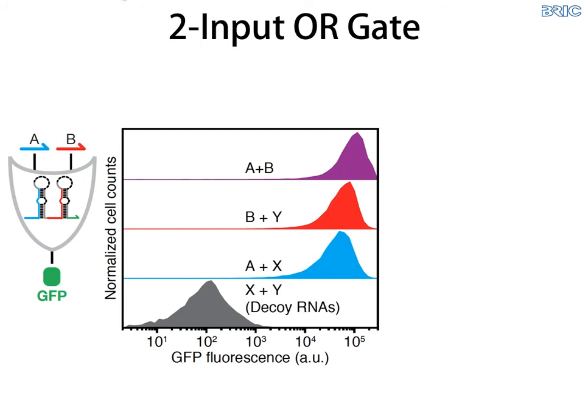So if you quantify it, it looks like this. You have no input, or one input A, or one input B, or you have both. Then you can actually get a pretty good expression, which is much like an OR gate that we talked about.